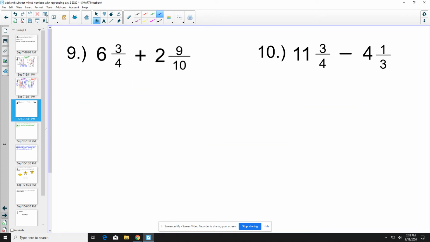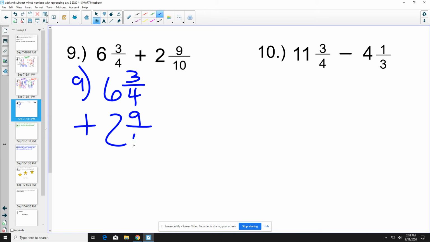Okay, we're ready for 9 and 10. So what I want you to do on 9 and 10 is try on your own. I want you to write them vertically. So in your notebook, write 6 3/4 plus 2 9/10 for number 9. Okay, I want you to work out 9, and when you get done, work out 10, and then you're going to hit play. So right now, pause the video, try 9 and 10. When you get done with both, hit play.